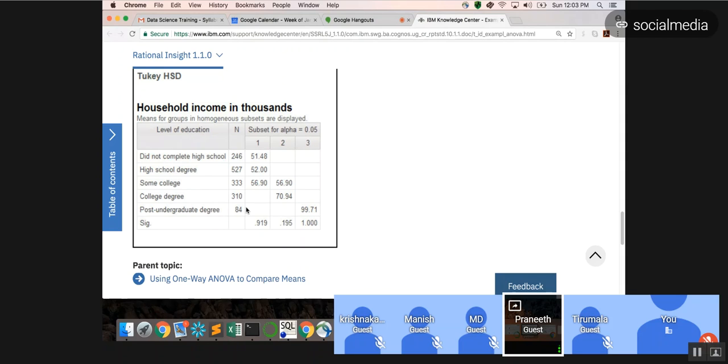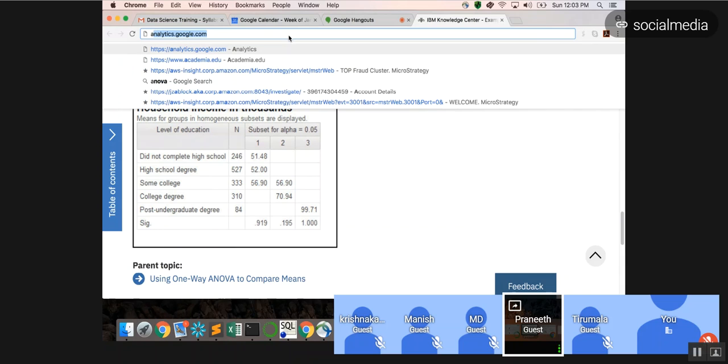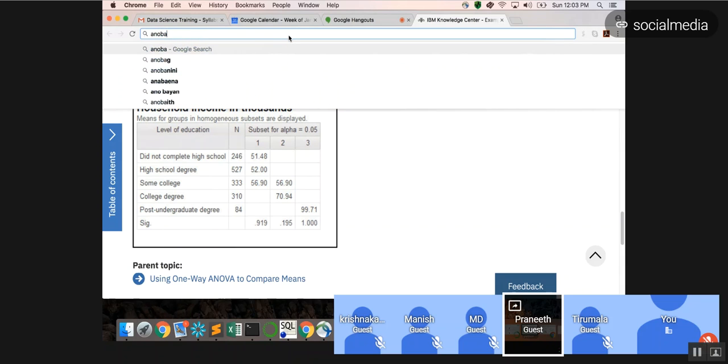But if you ask a statistician what is the right way to do these things, that's when you run a hypothesis test. And like I said, there are many kinds of hypothesis tests. This kind of test is known as an ANOVA, or analysis of variance.